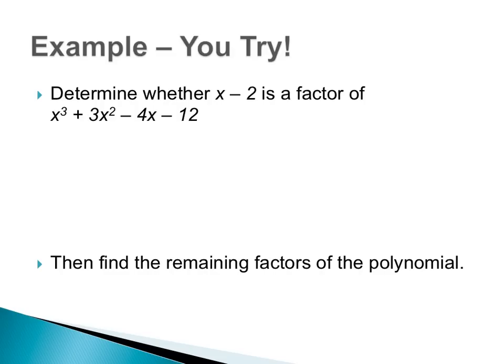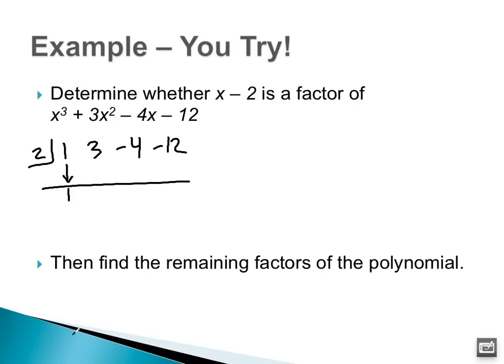Okay, so here's the one for you to try on your own. Please determine whether x subtract 2 is a factor, and then find the remaining factors. Pause the video, come back when you've completed it. Okay, you should have put 2 in the box, and then 1, 3, negative 4, negative 12. Bring down the 1. When I multiply, I get 2. Adding is 5. 2 multiplied by 5 is 10. Adding these, I get 6. 12, 0. Okay, my remainder is 0.